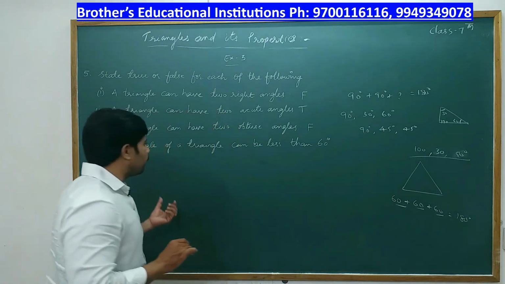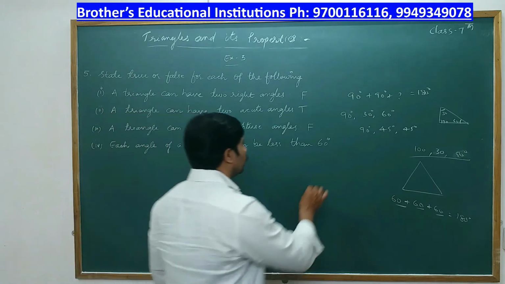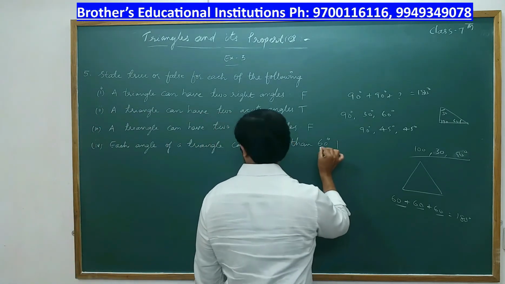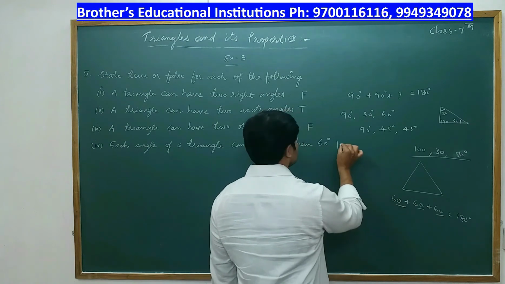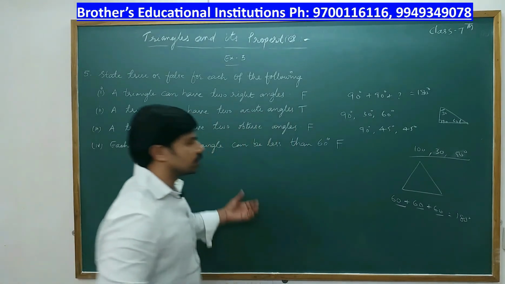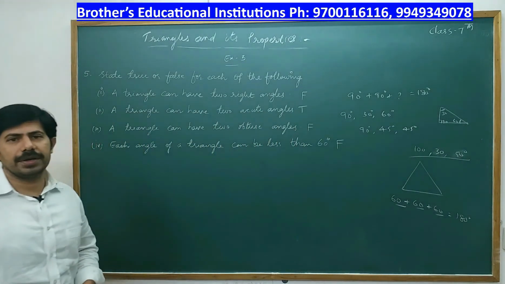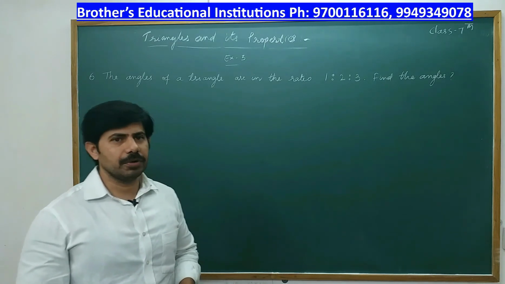So each angle of a triangle can be less than 60 degrees? No, it is not possible. So the statement is false. This is completed. Okay, next problem.